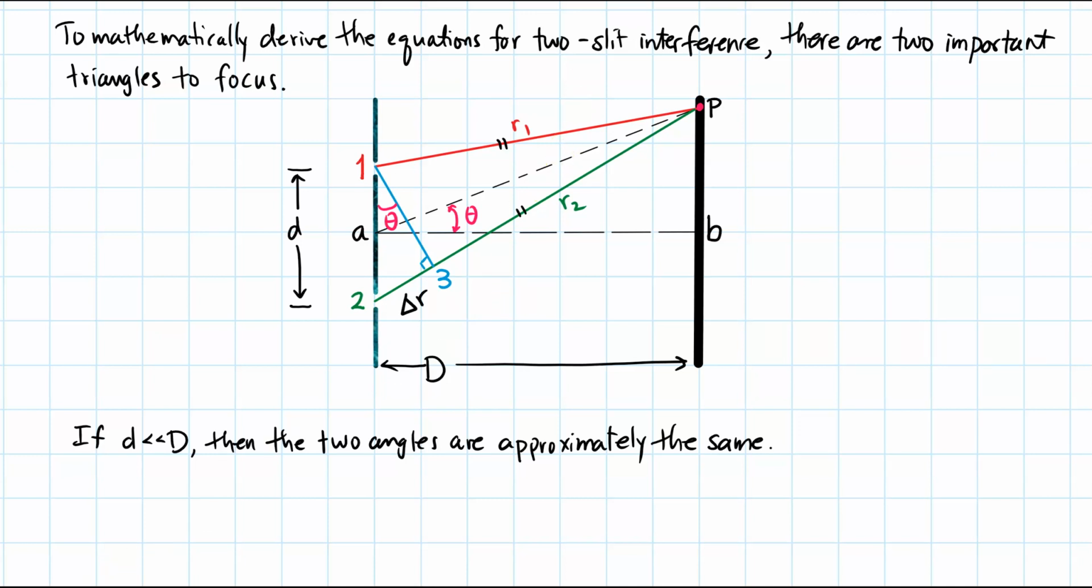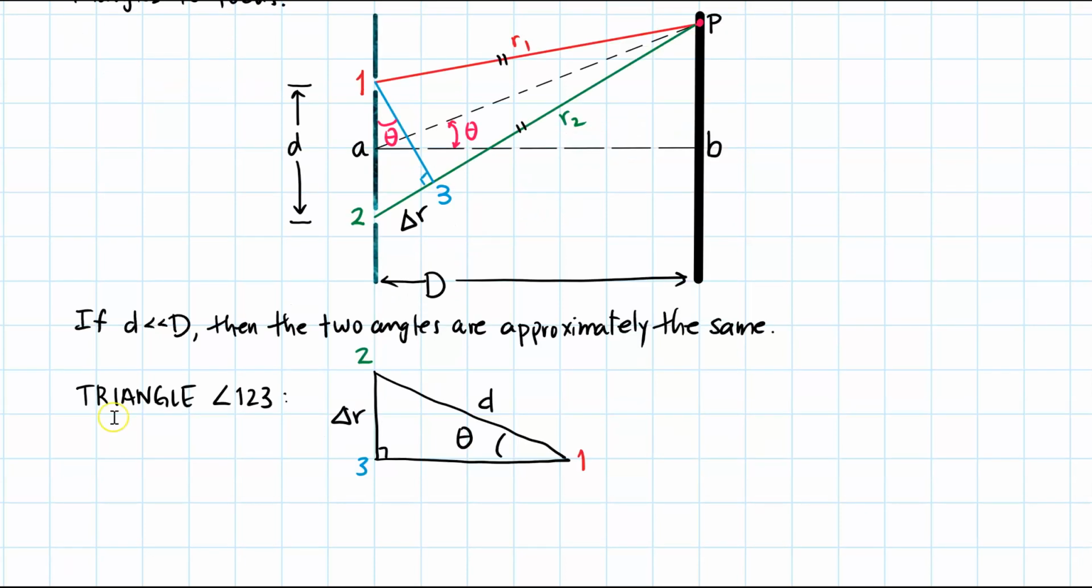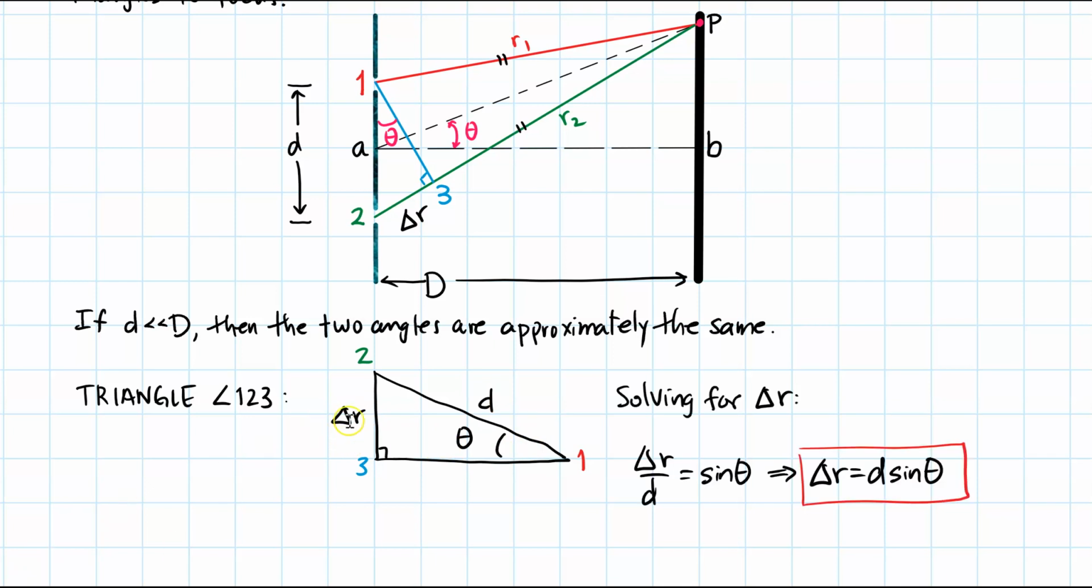So now I have an equation to solve for the path difference delta R. Focusing on triangle 1, 2, 3, all I did here was flip it so it's easier to actually solve for. I could then solve for delta R. So delta R over d is sine of theta, so the path difference is d sine theta.